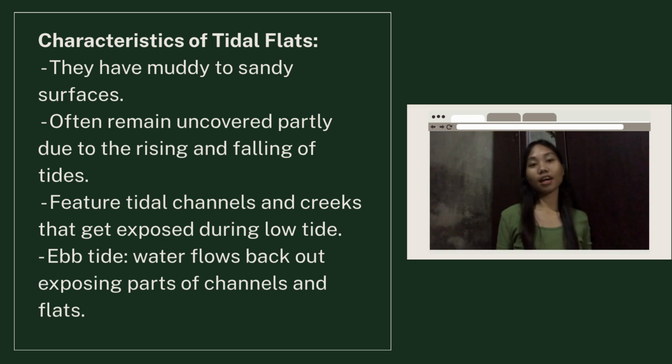The next one is the characteristics of tidal flats. They have muddy to sandy surfaces, like what I said earlier, that tidal flats are composed of mud, sand, and organic material. They often remain uncovered partly due to the rising and falling of tides, and feature tidal channels and creeks that get exposed during low tide. Ebb tide is a specific feature of tidal flats, in which the water flows back out, exposing parts of the channels and the flats.